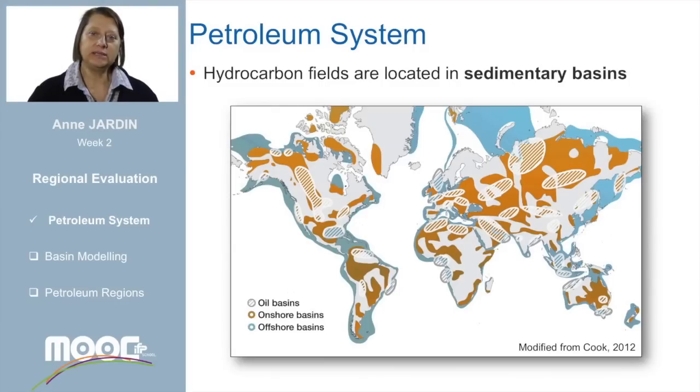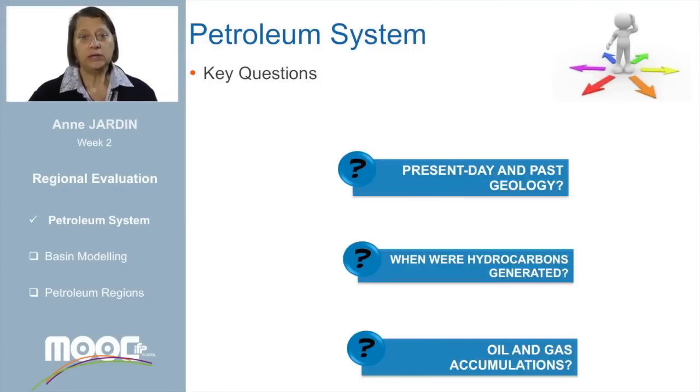Hydrocarbon fields are discovered in sedimentary basins. These basins are now spread over the continents, shown here in brown, and oceans in blue. Accumulation of sediments deposited on the seafloor has formed sedimentary basins, which have been deformed over the years by tectonic movements. Studying petroleum exploration means answering the next three questions. Which are the main geological features at the present day and during past times? When were hydrocarbons generated? Is it possible to find large accumulations of oil and gas in this basin?